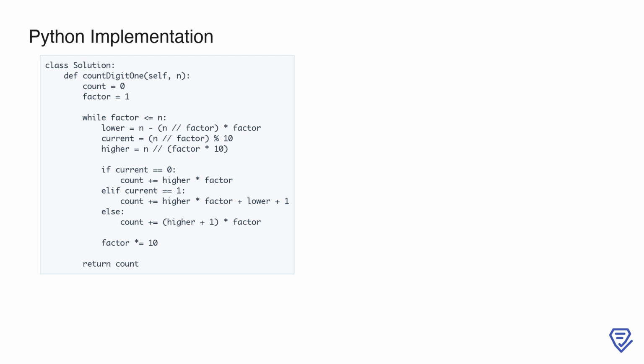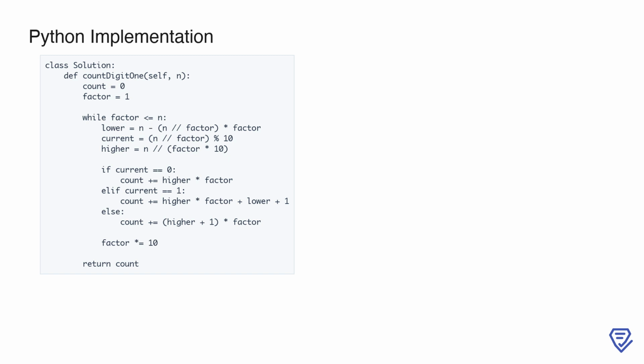Here's a breakdown. 1. Initialization. The variable count keeps track of the total number of ones. The variable factor represents the current place value, units, tens, hundreds, etc., being processed. 2. While loop. The loop continues as long as factor is less than or equal to n. This ensures all place values up to the most significant digit of n are processed.